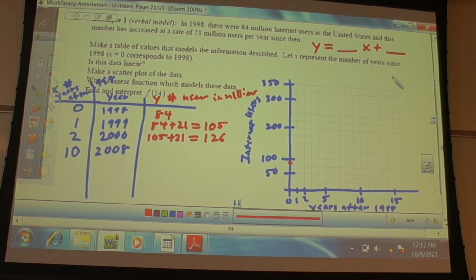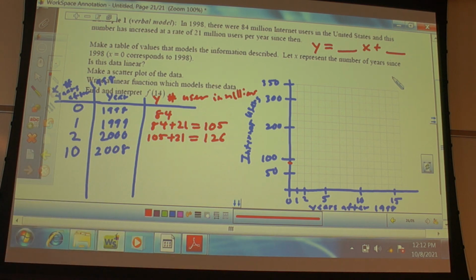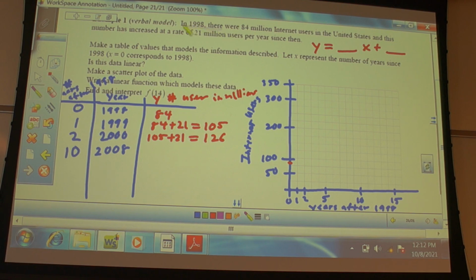Is that the rate of change should have "per" in it, right? Per what? So what is my rate of change? The rate is 21 million per year. That's my m. What's my initial amount? In 1998, initially, there were 84 million users. That's my b.